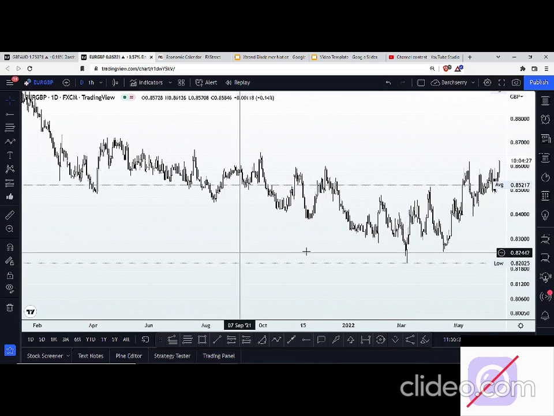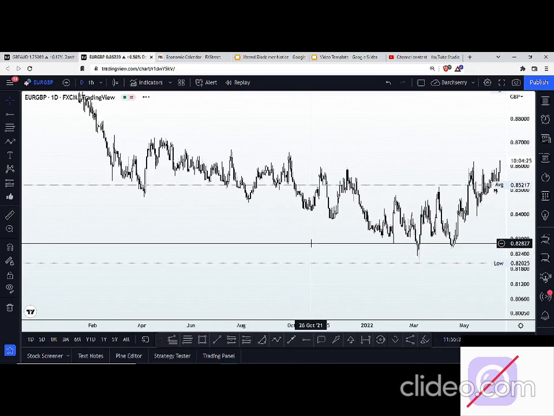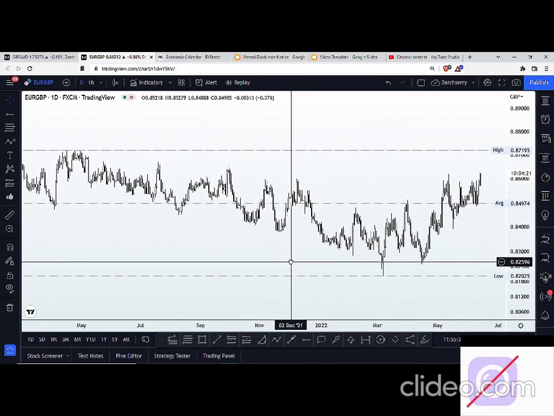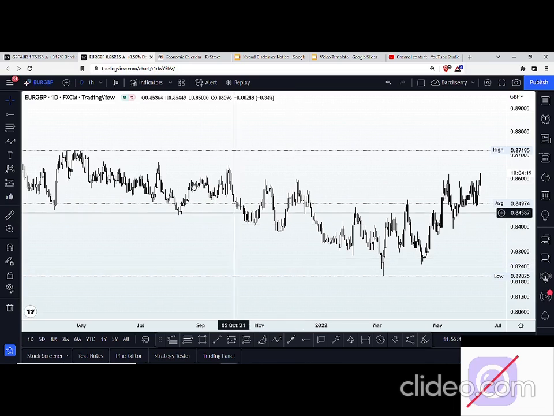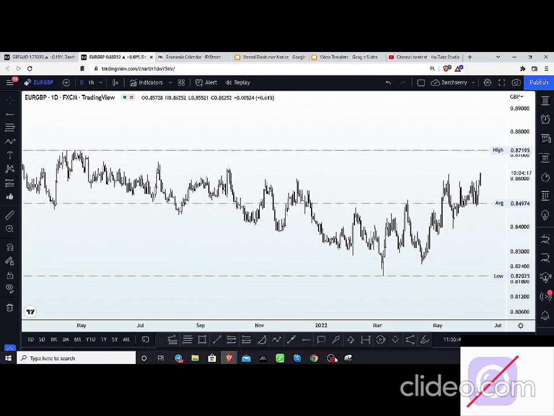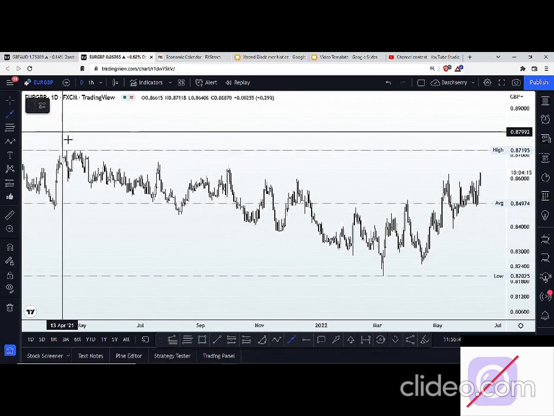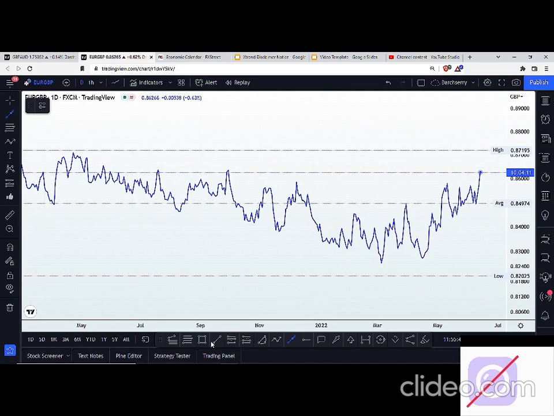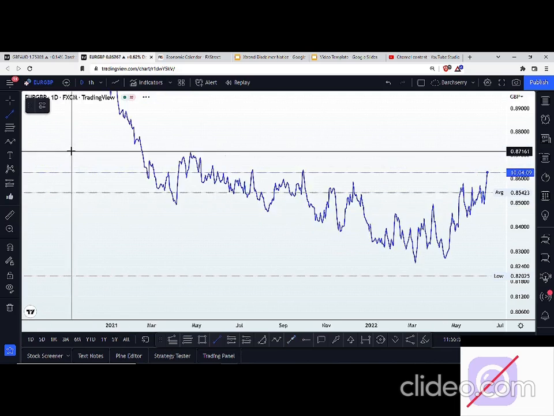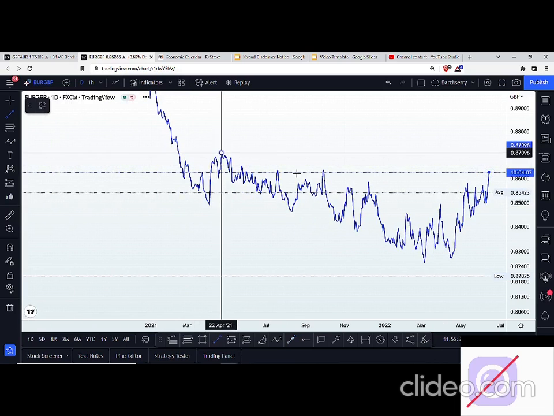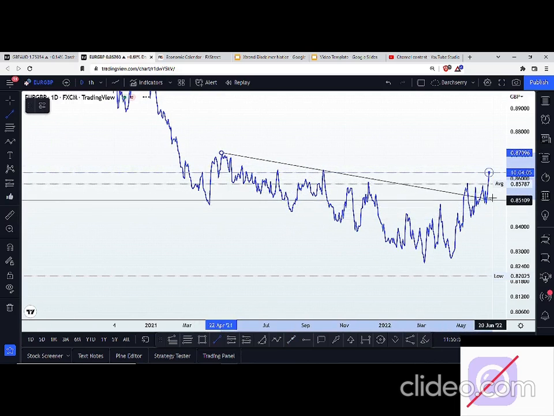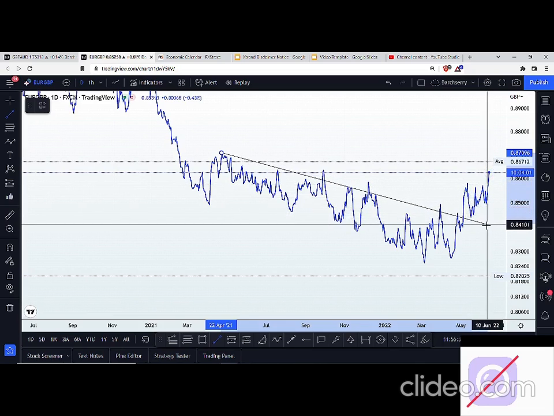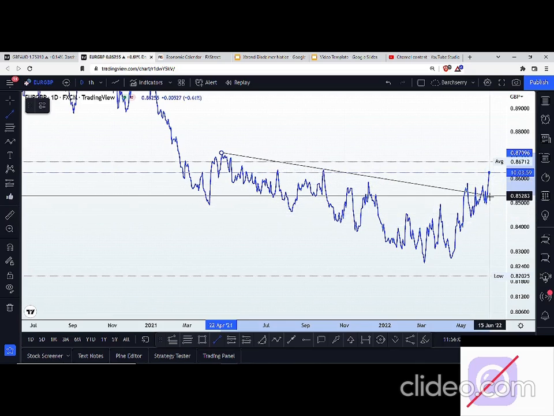Well, the first thing we'll observe here on the daily time frame is that we've been on a long-term bearish momentum as the euro continues to drop against the pound. And if you allow me, let's have our line chart on, and we connect the series of lower highs. I think, yes, we have something like this. I think we have a major one here.